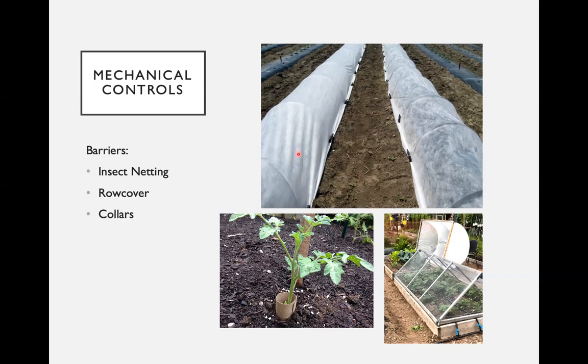So barriers can be big, covering the whole row or the whole bed, but they can also be smaller, on an individual plant scale. This is just a little collar, it almost looks like a toilet paper roll around a tomato plant. Basically, you would put that in if you have cutworms, which are these little caterpillars that like to hang around the soil, and they'll nibble right through the stem of your plants. So you can put a little collar, a little barrier around the stem of your plant to protect it from cutworm damage. So those are some options of mechanical controls.